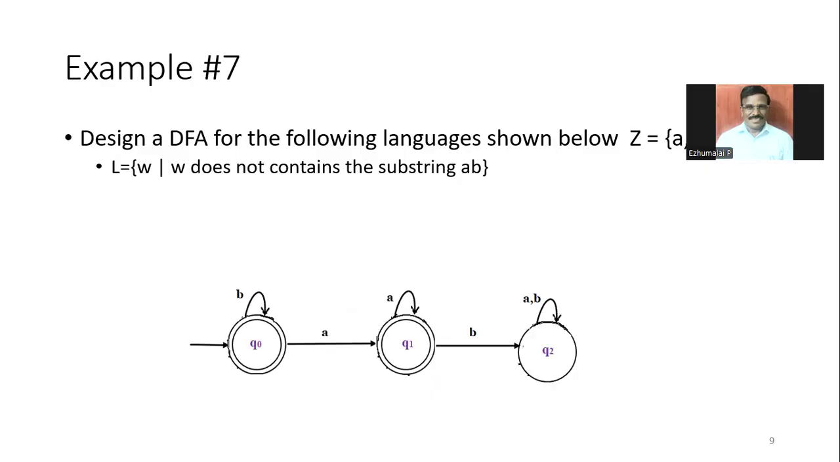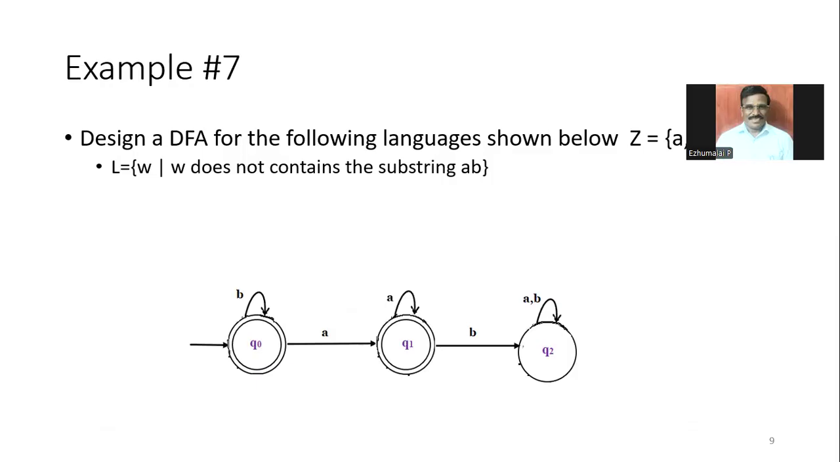This is the design for the example. If you give B, it goes to a self loop on Q0. If you give A, it goes from Q0 to Q1. Again, giving A is a self loop on Q1. Giving B goes from Q1 to Q2. So if the input contains the substring AB, it reaches the non-final state. If it does not contain AB, it reaches a final state.